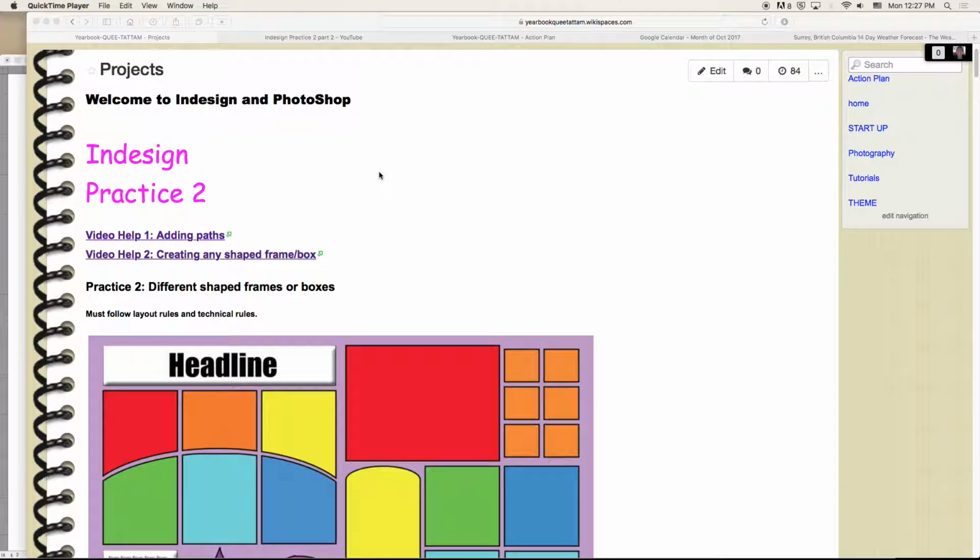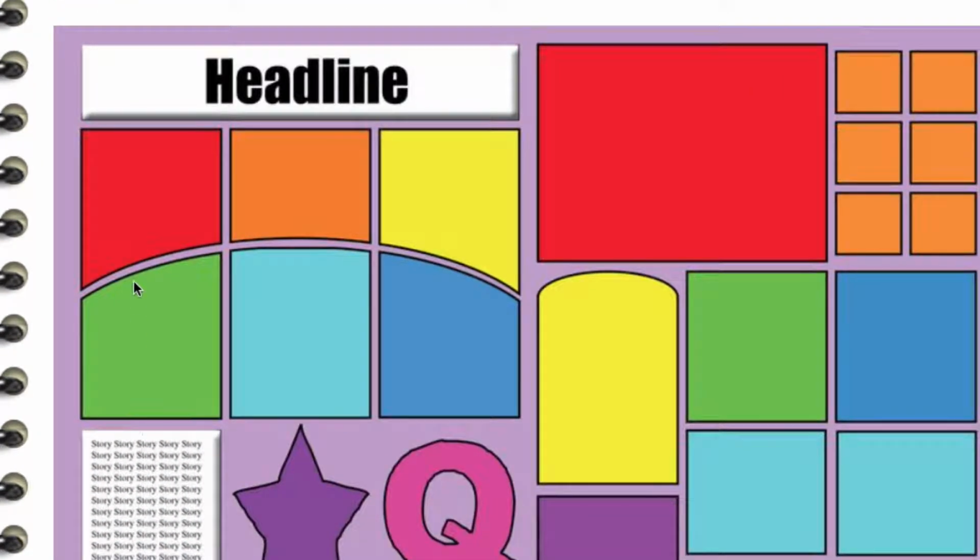Okay, welcome to part 3 for practice 2. That's part 3, practice 2. We'll do 6 boxes and they're going to follow a curve like this.